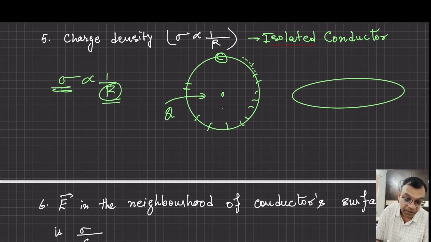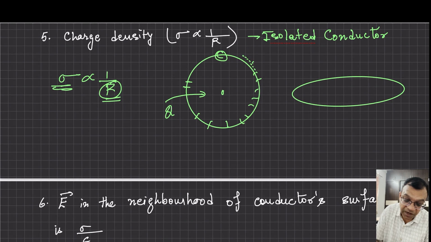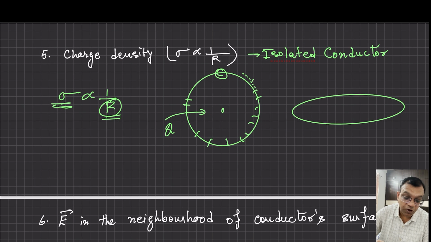Uniform charge distribution. But if you see that elliptical type object here, now here the radius of curvature is not the same at all the points. Here the radius of curvature is very small, and here the radius of curvature is very large. So radius of curvature is different at different points. So when the radius of curvature is different, then the charge distribution will be non-uniform. And on this type of elliptical cavity type thing, charge redistribution will be non-uniform.